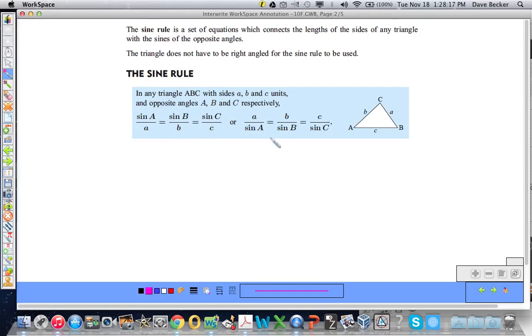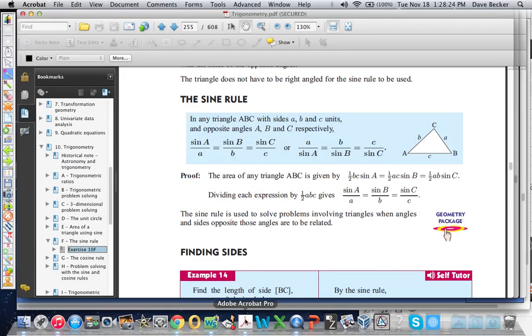We can also write it like this, where we invert the fractions as long as we are consistent. There is a nice little proof of this right here. You can pause and take a look. We already know the formulas used to find the area of any triangle using sine. If we set them all equal to one another, which they are for any triangle, and divide all of them by 1/2 abc, it results in the sine rule. If you'd like to take a closer look at that, just pause and you can do so.